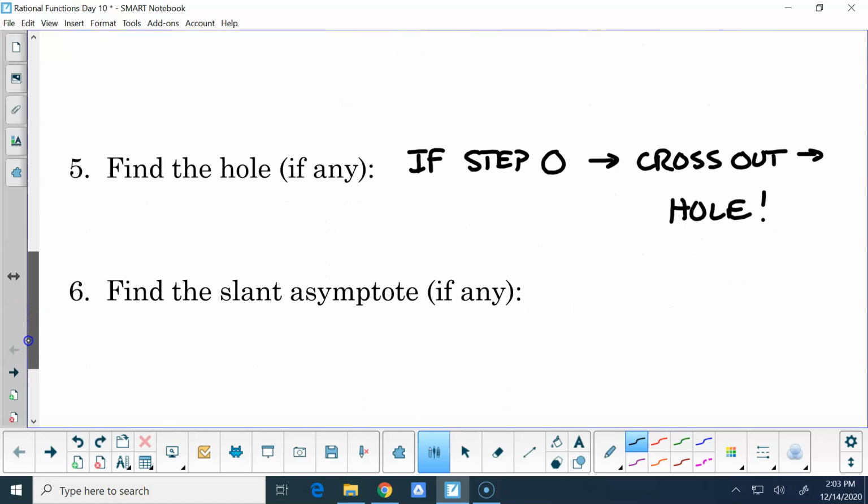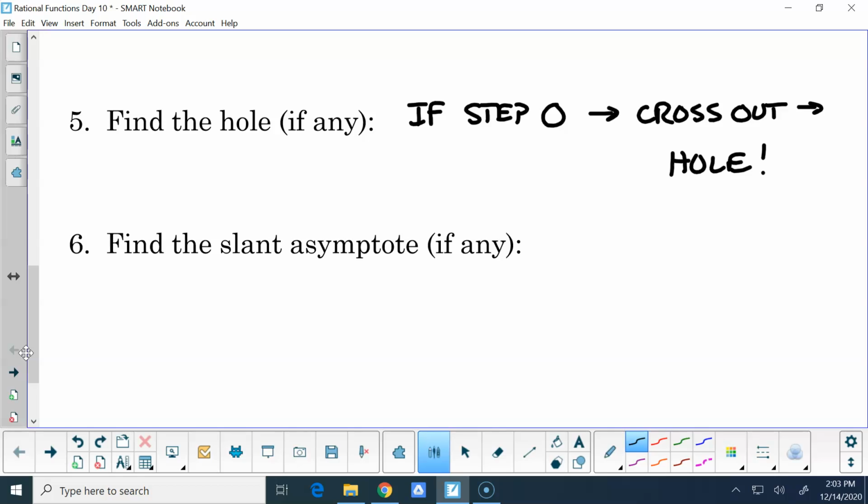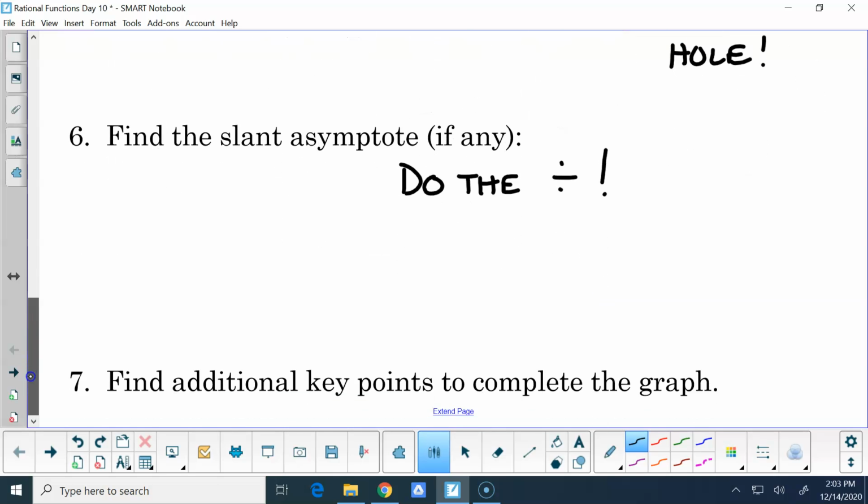Step 6, we're going to find the slant asymptote. That's what we did yesterday. Okay? So we do the division. That's going to give us our slant asymptotes. And then step 7 is our t-charts, and we find any and all extra stuff.